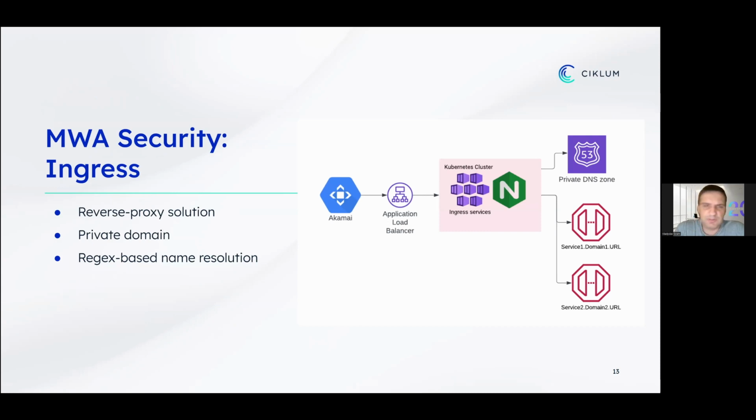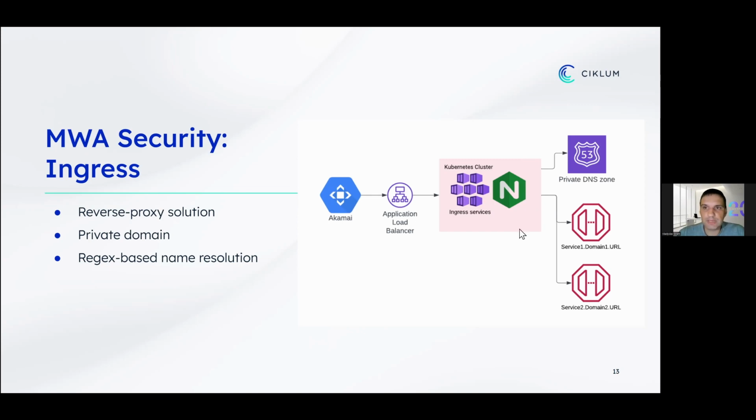It's a pretty simple solution. It's just a reverse proxy with a private domain. So basically, when we hit a URL on the website, it goes through Akamai, through the application load balancer in AWS, and comes to the Nginx proxy, which uses a private DNS zone for the name resolution. And then it proxies the request to service.domain.url, so to some kind of endpoint that it uses as a backend.